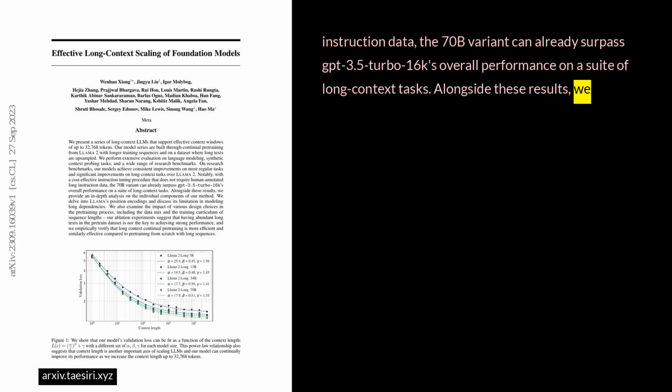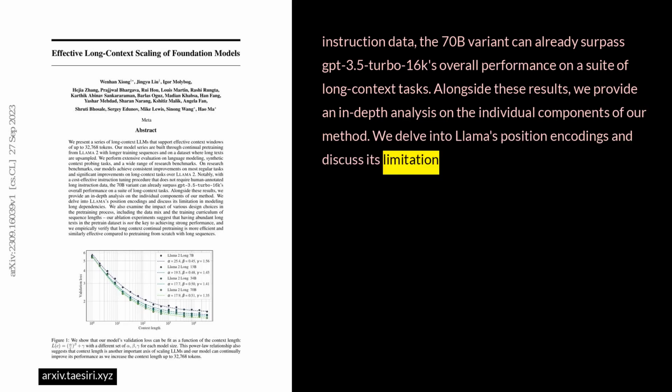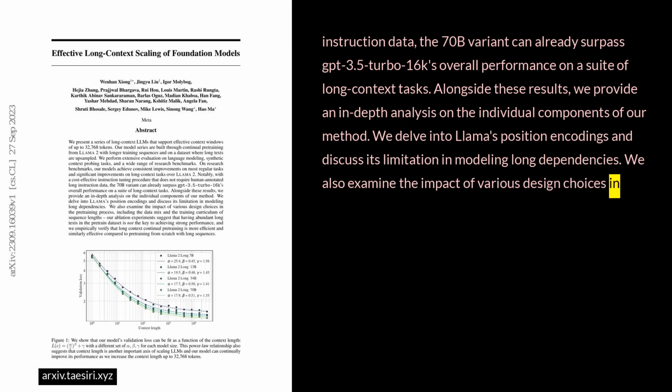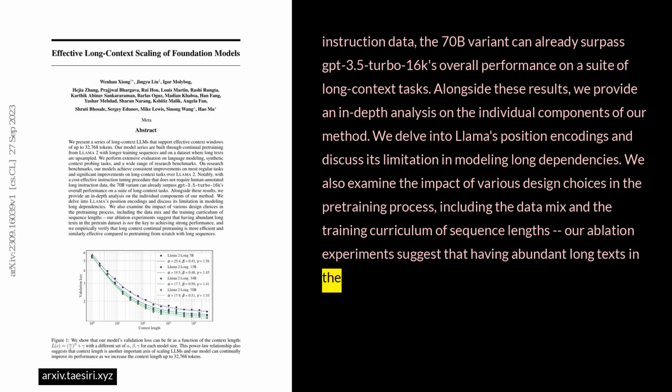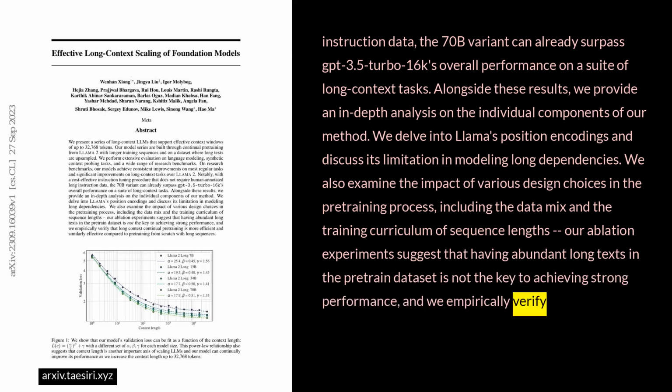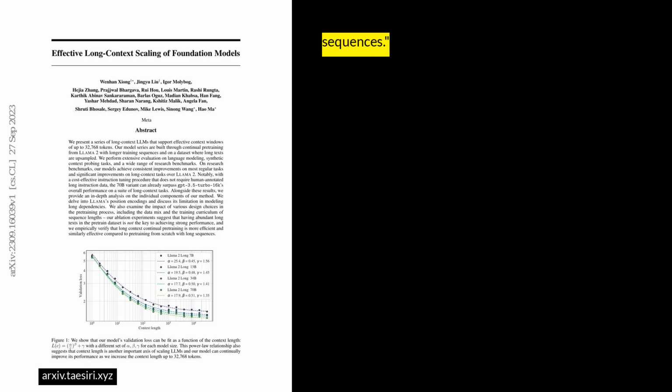Alongside these results, we provide an in-depth analysis on the individual components of our method. We delve into Llama's position encodings and discuss its limitation in modeling long dependencies. We also examine the impact of various design choices in the pre-training process, including the data mix and the training curriculum of sequence lengths. Our ablation experiments suggest that having abundant long texts in the pre-trained dataset is not the key to achieving strong performance, and we empirically verify that long context continual pre-training is more efficient and similarly effective compared to pre-training from scratch with long sequences.